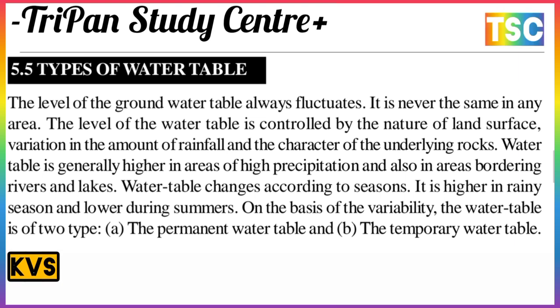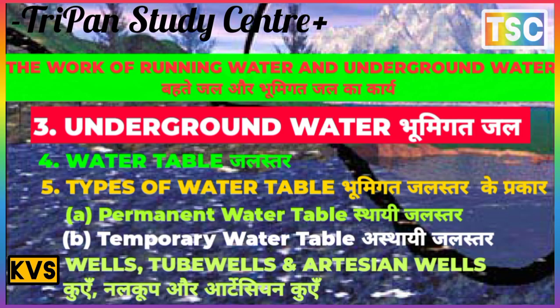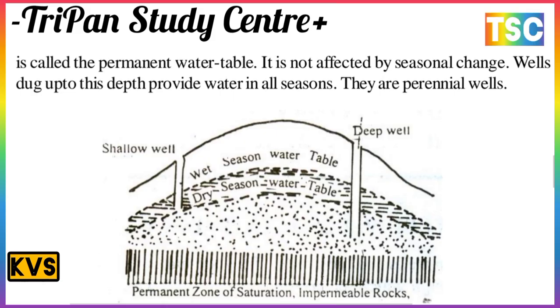On the basis of availability, the water table is of two types. The first is the permanent water table and the second is the temporary water table. First, the permanent water table. The water table that is stable, static and never falls below a particular level is called the permanent water table.